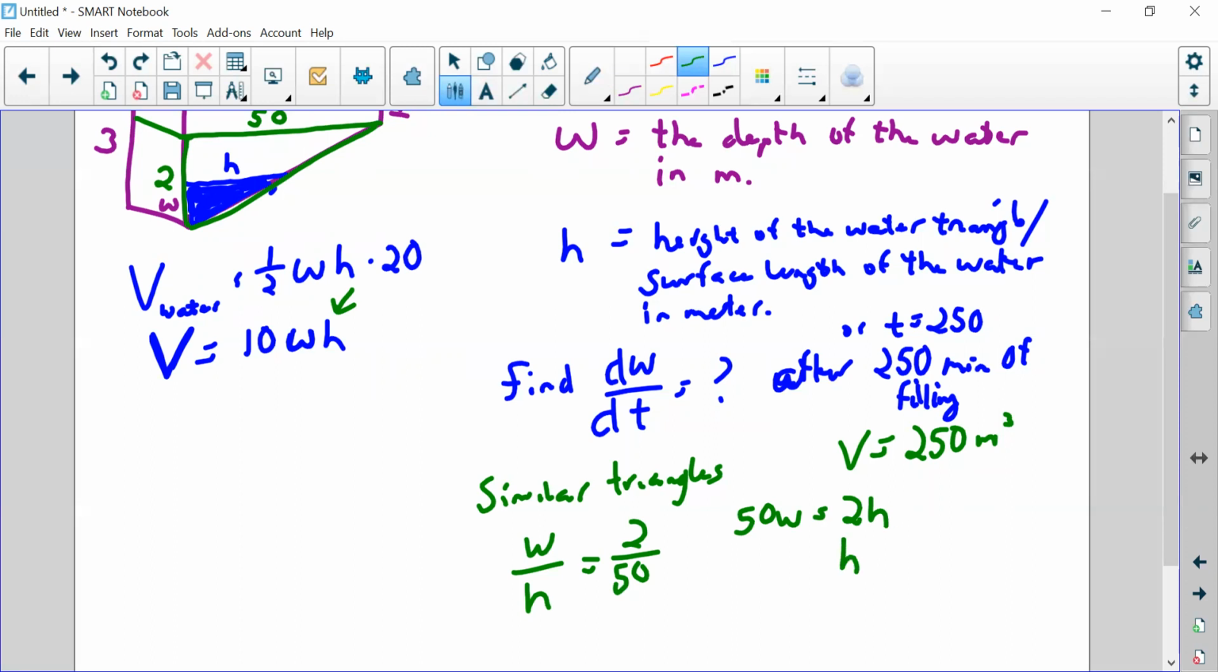So H would equal 25W. So I can go back over here. Notice I'm doing this before I differentiate to make life easier, and we won't get that extra rate of change that we know nothing about. So that's where you get stuck if you try to use the product rule there and differentiate. Okay, simplifying that down, volume is equal to 250 W squared.